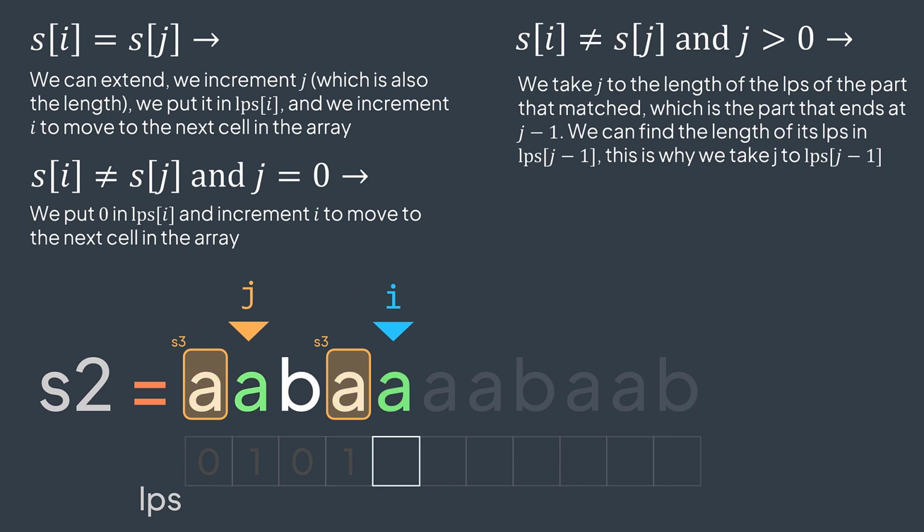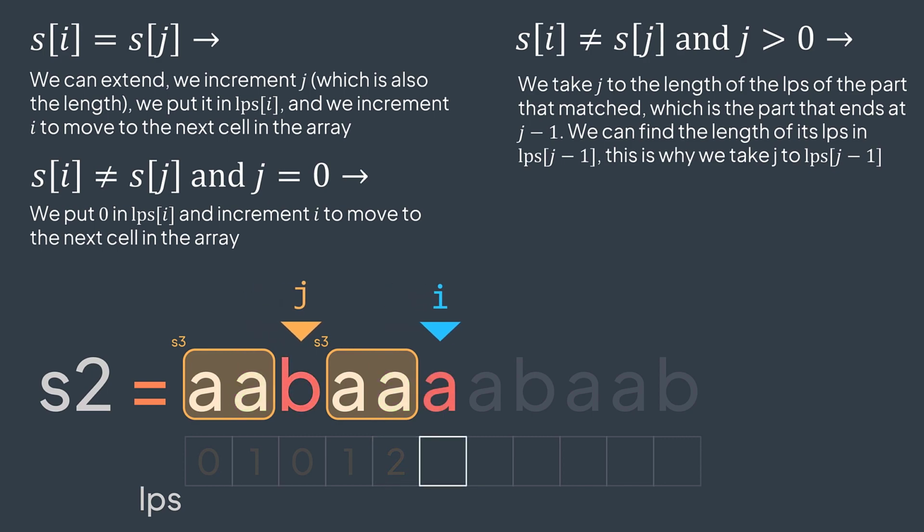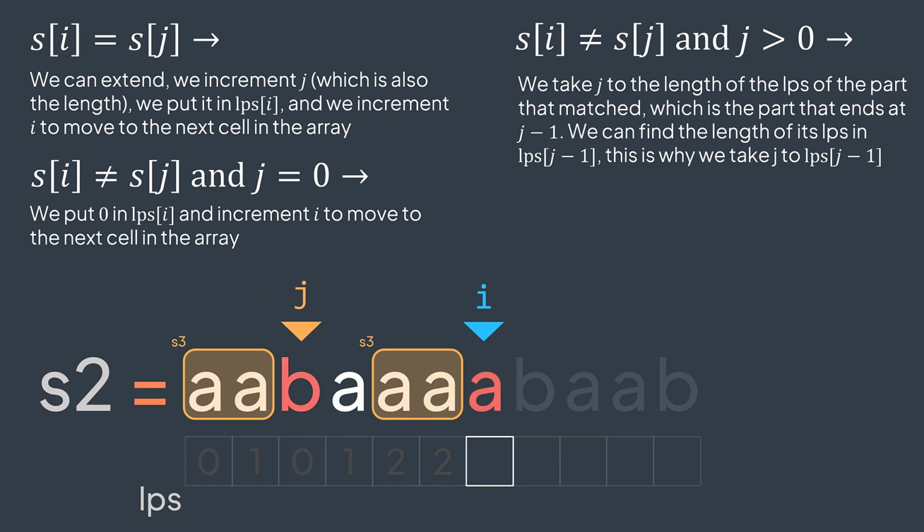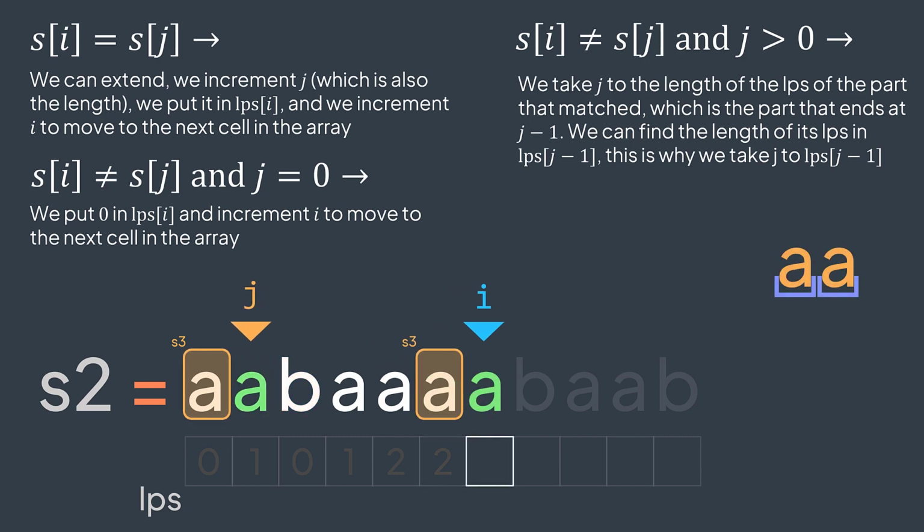Next iteration, here they match, we extend. The LPS is AA, its length is 2. Next iteration, here they don't match. The LPS of the path that matches, A, the length is 1. We take j to 1. Here they match, we extend. The LPS is AA, the length is 2. Next iteration, same scenario. j will be taken to 1, then they match and we get AA as LPS.